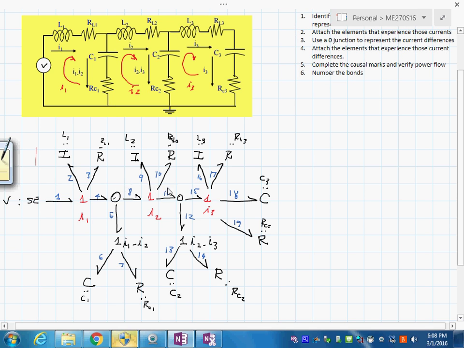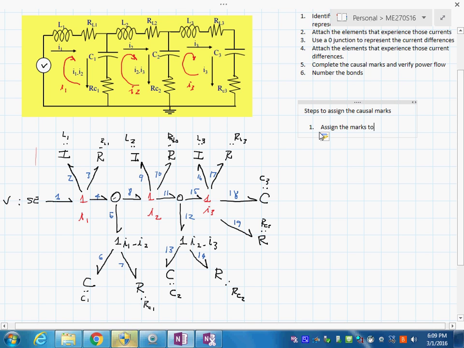Okay, so I'm just going to go and say, the first step is going to be assign the marks to the sources, because this is something that we already know. For example, the source of effort has to have the causal mark this way because it's a source of effort, right? There's no other source in here.